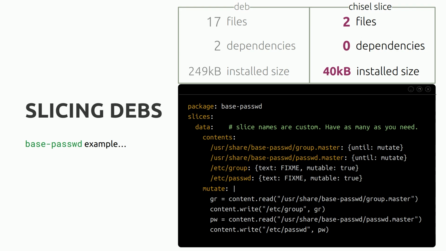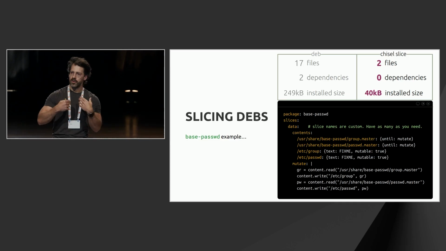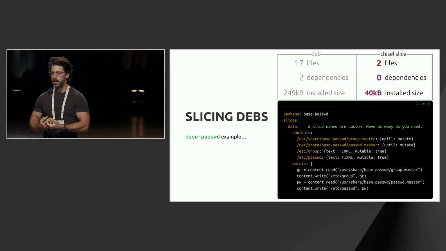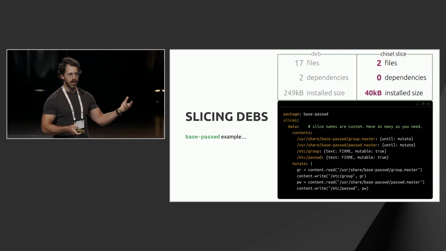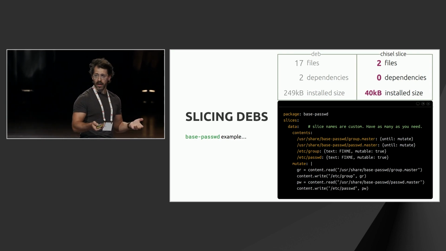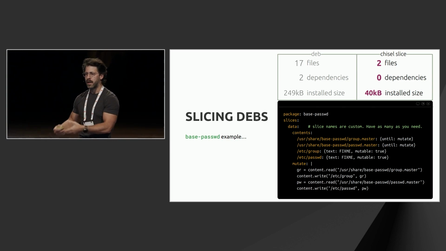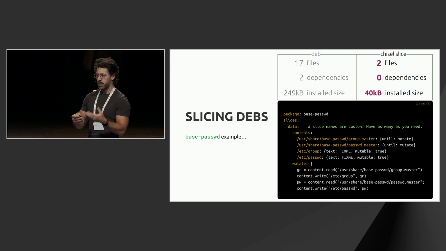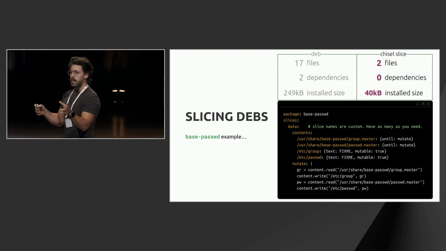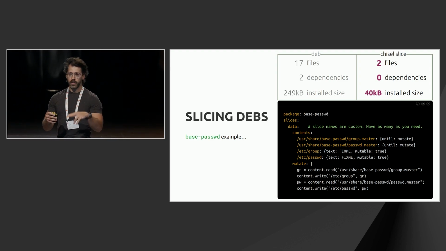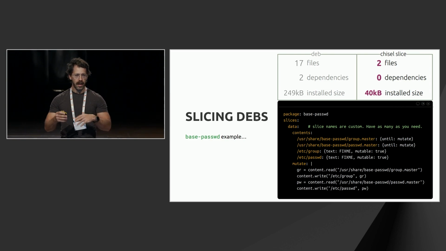And here, just to illustrate what you can do, you can also do mutation scripts in Chisel. That is to sort of try to mimic the post-installation and maintainer scripts that you'd get from a Debian package. So the result, if you do this, is that you would end up with your container, your Chisel file system in the end, that still has user management capabilities, right? But it only has 2 files and 40 kilobytes inside and no other dependencies whatsoever.